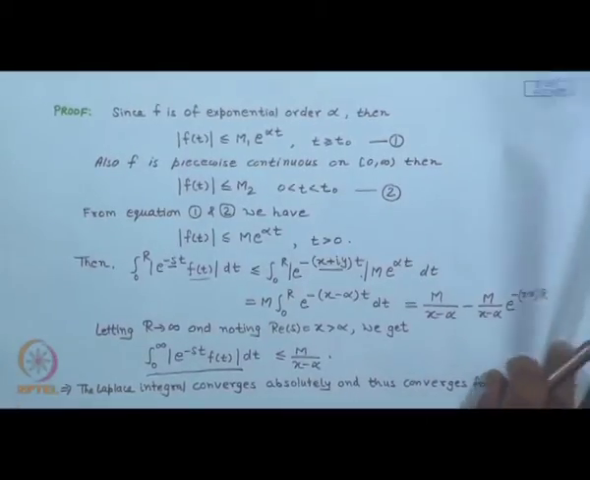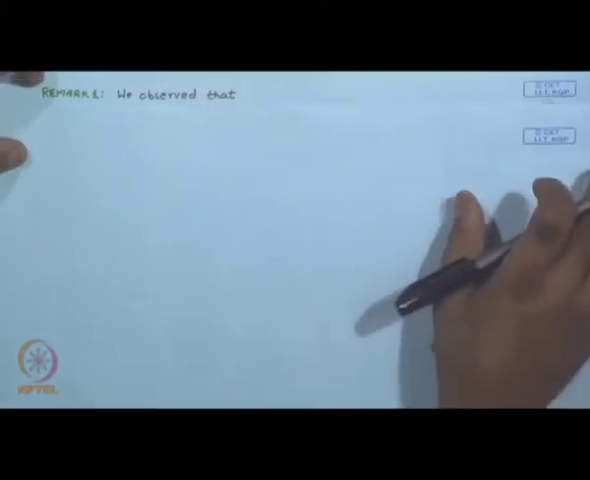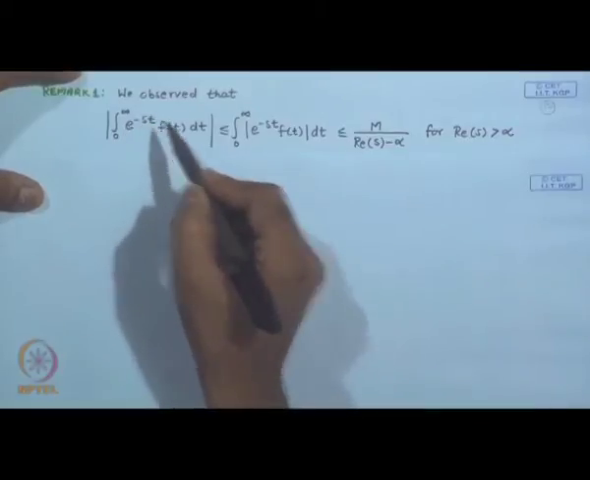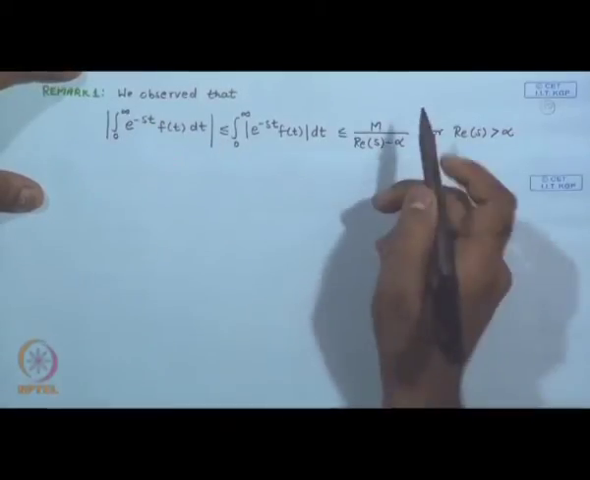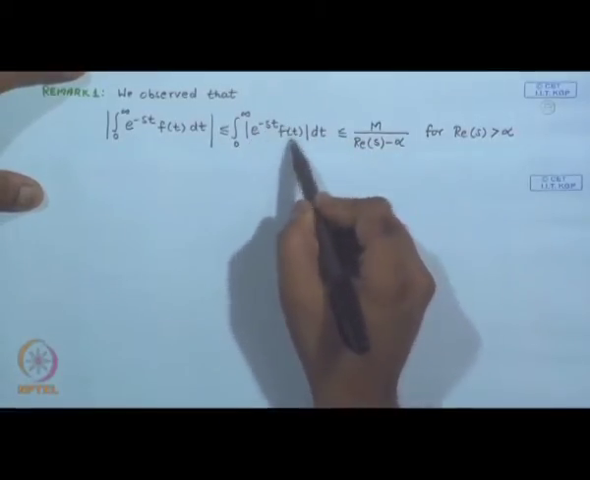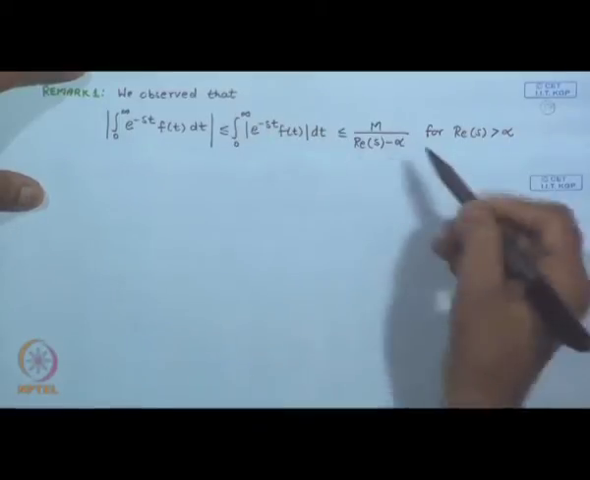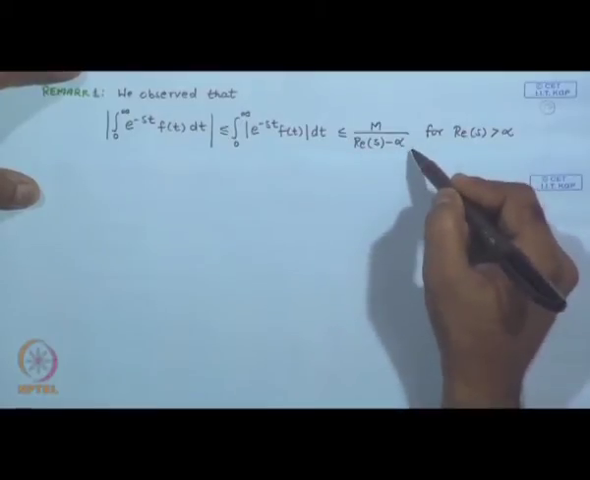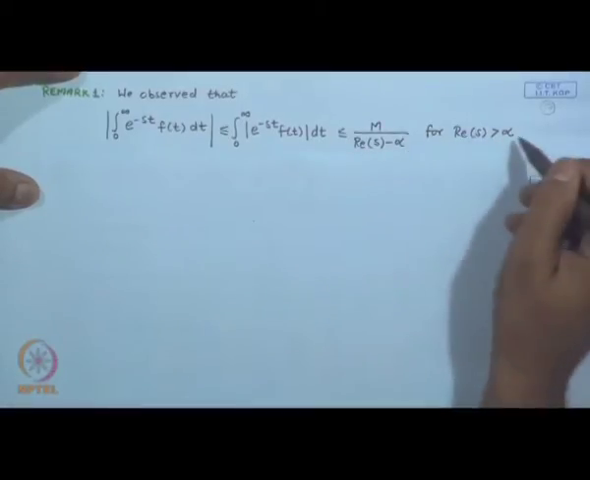So, that was the sufficient condition for the existence. Now, quickly, two remarks I am going to put. The first remark is that we observe that the absolute value of the integral from 0 to infinity of e power minus s t f t dt is bounded by the integral from 0 to infinity of the absolute value, and we can take this absolute value inside. So, e power minus s t f t dt, and we have seen that this is bounded by M over real s minus alpha for real s greater than alpha.